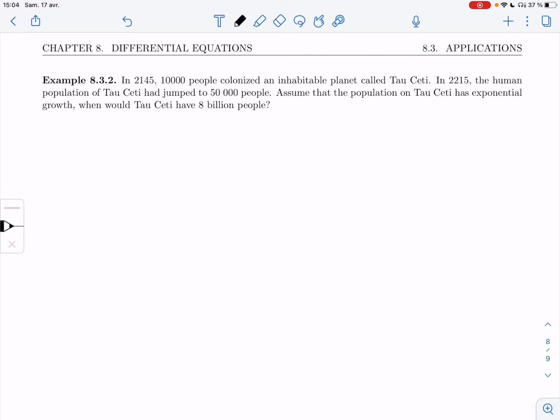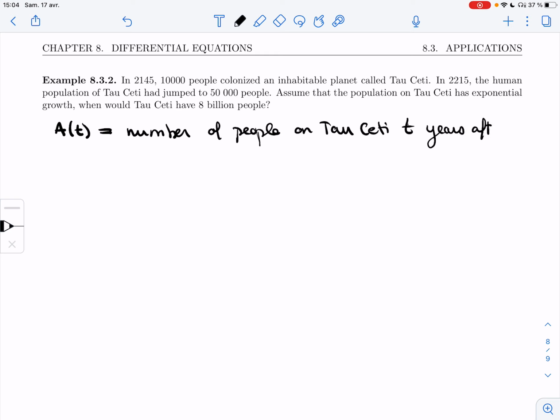All right, so we're asked to find the number of people. So let's take A of t to be the number of people on Tau Ceti. We could do in year t, but what I like is to start at year 0 at 2145. I find that's easier. So let's say t years after 2145. And we're told that it's an exponential growth, so P e to the r t.